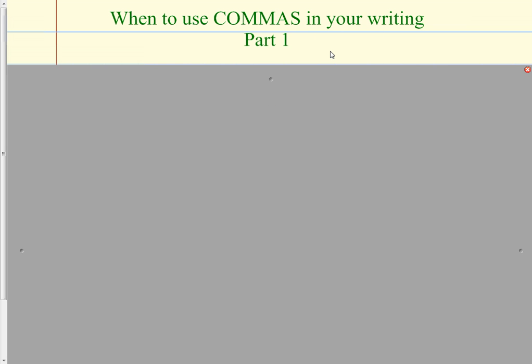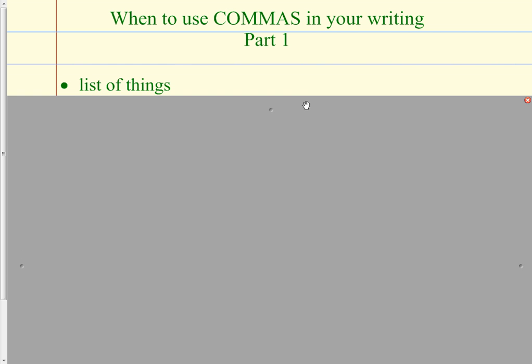So today let's take a look at using commas in our writing. A comma is used to separate parts. They're not complete sentences, but you do need some separation. So one of the first examples is when you have a list of things. That is, you're telling all the things that you're taking to the store, or that you bought at the store, or that you're taking someplace, or that you need.